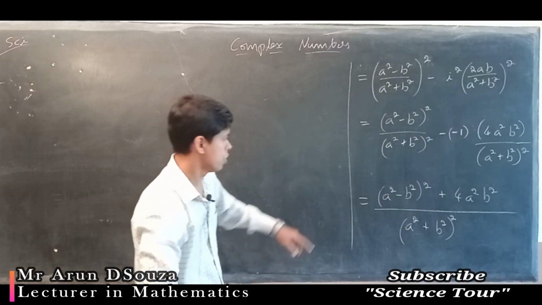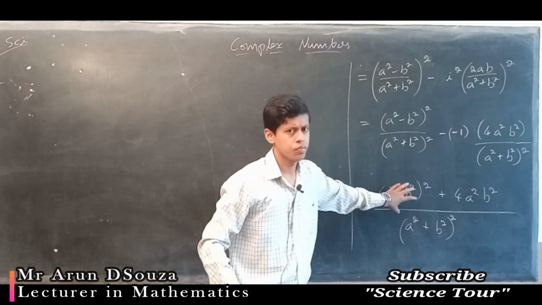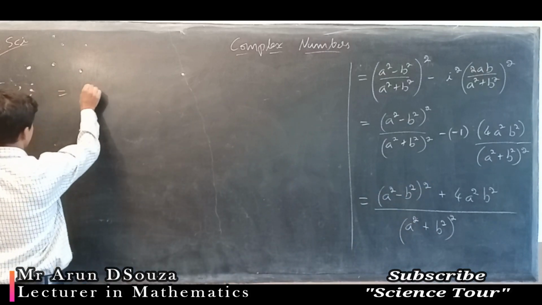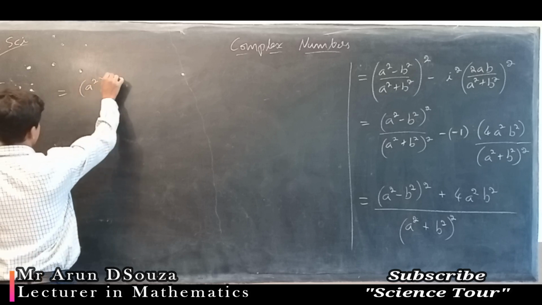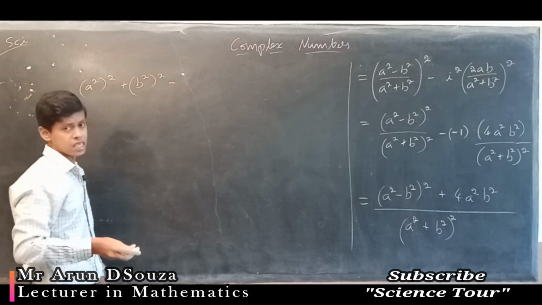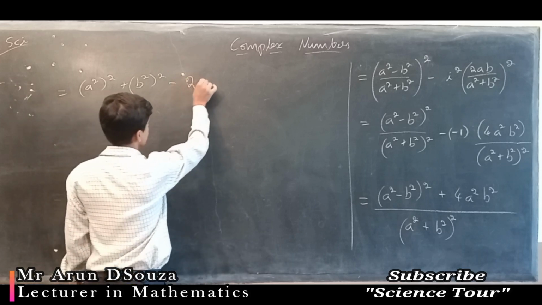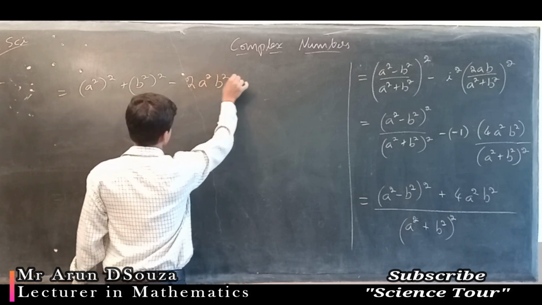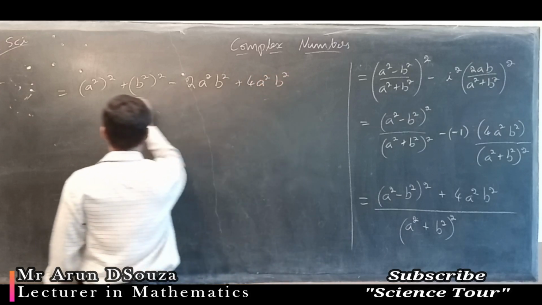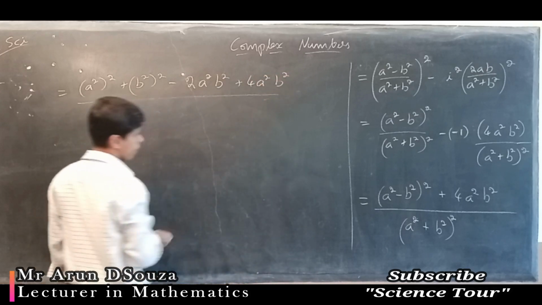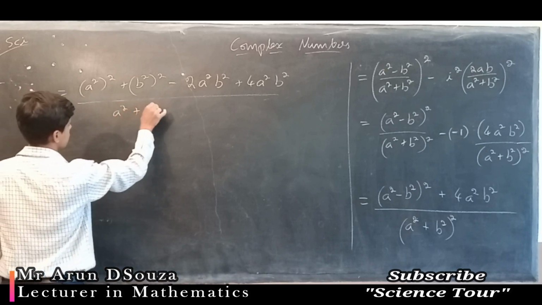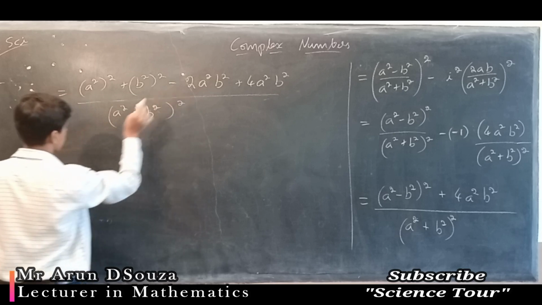Well, what you can do is just use the formula a minus b whole square, expand it. Okay, you could do that before, anyway now you will do it. So a square whole square plus b square whole square minus 2ab, so 2a square b square, there plus 4a square b square is there, divided by a square plus b square whole square.